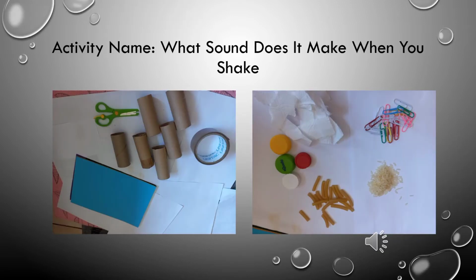My discovery box activity is what sound does it make when you shake? The resources that you will need are 6 toilet rolls, scissors, paper or cardboard paper, and tape. Items to use inside the shakers: rice, paper clips, macaroni, toilet paper, bottle caps. You can substitute those with any other type of items.